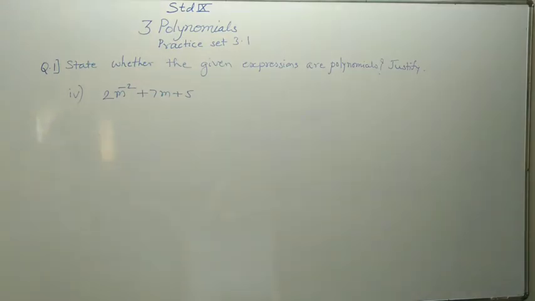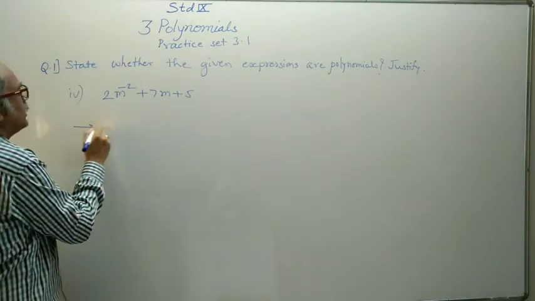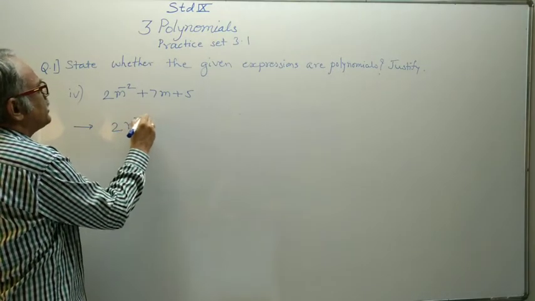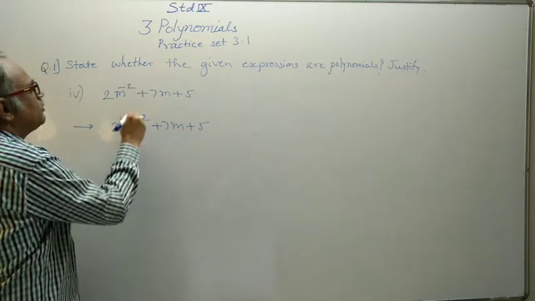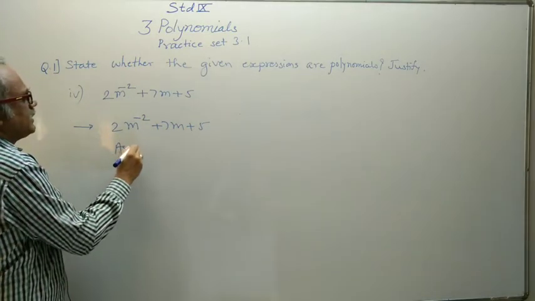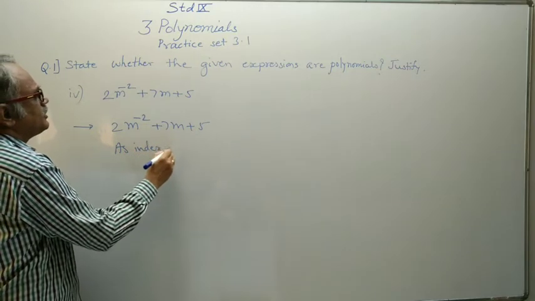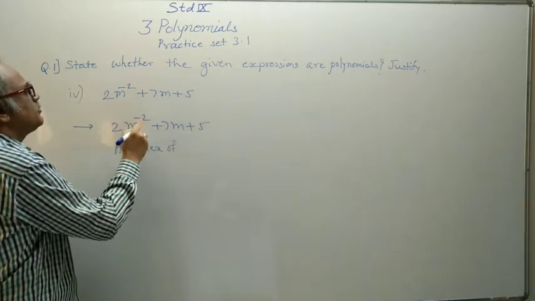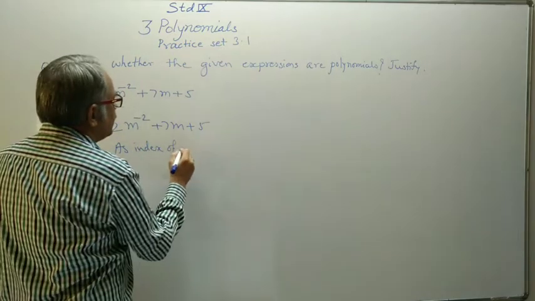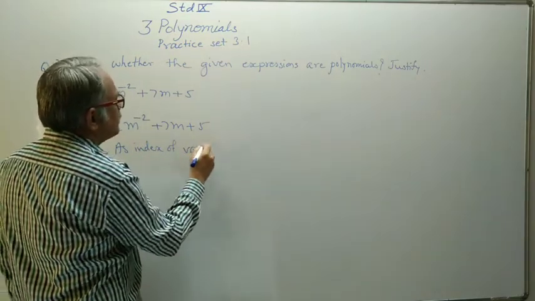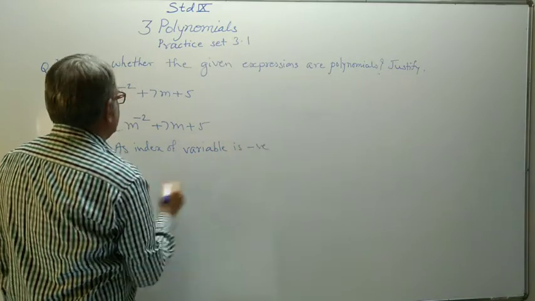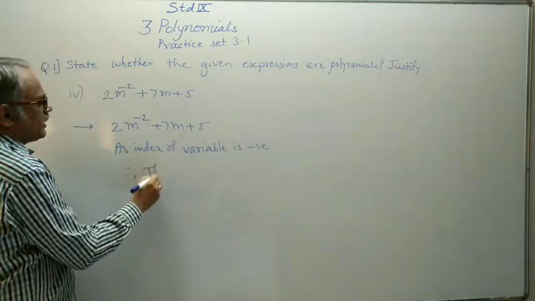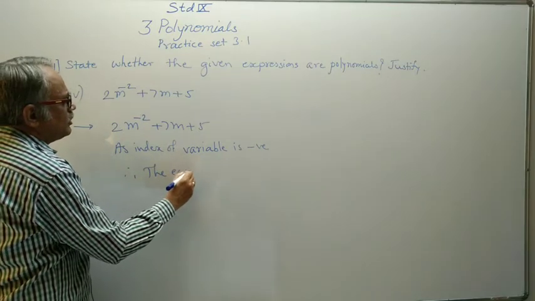Now look at the board. The fourth expression is 2m raised to minus 2. It is given in the numerator, but the index is negative. Therefore, it is not a polynomial. The variable is in the numerator, but its index is negative. The index of the variable, here m is the variable, is negative. Therefore, the expression is not a polynomial.